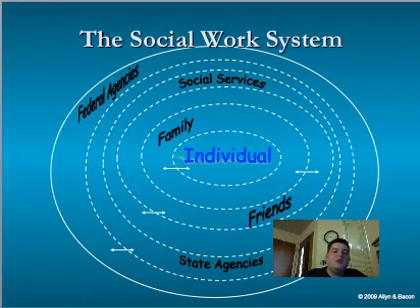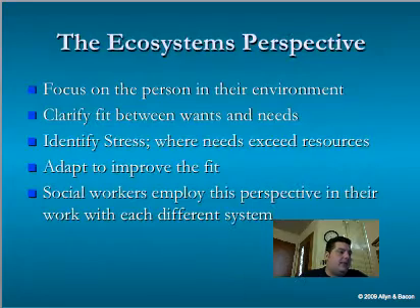If you look back at this chart, the individual is in the middle, and everything surrounding the individual is meant to insulate them as far as protection and to provide services when in need. The ecosystems perspective encourages social workers to maintain simultaneous focus on person and environment. This is where you would clarify the fit between the person's wants and needs, identify the stress where needs exceed resources, and adapt to improve the fit. Social workers employ this perspective in their work with each different system.